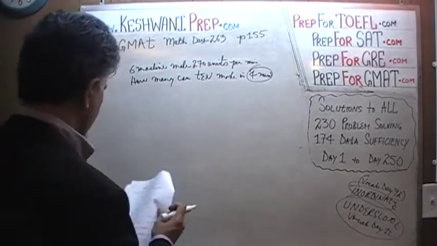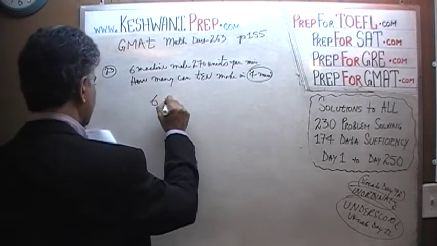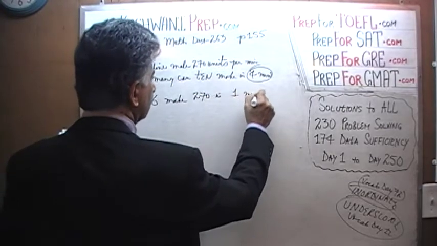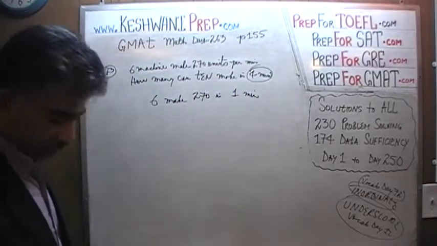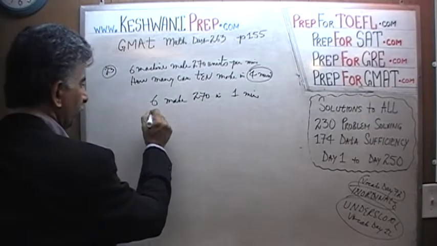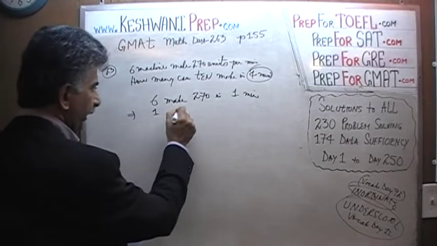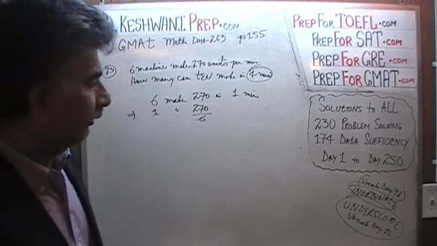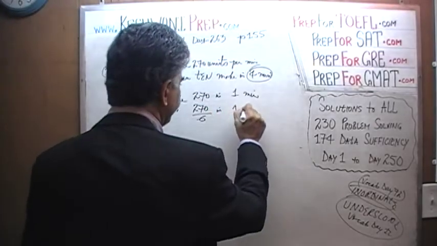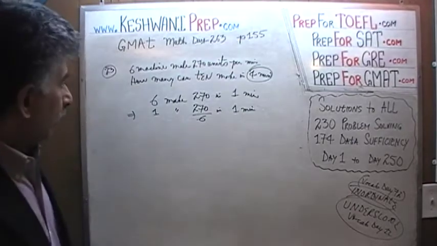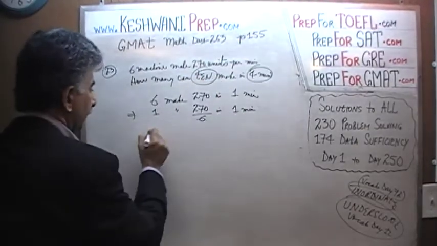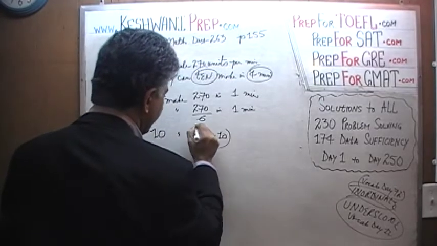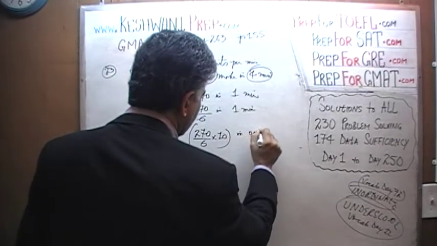So here we go. So we know that 6 can make 270 in 1 minute. Well, if 6 can make 270 in 1 minute, that implies that one of these machines will make 270 divided by 6, 1/6 of the amount in 1 minute. But we don't have one machine, we have 10 of them. So 10 of them will simply make 10 times this amount in 1 minute.